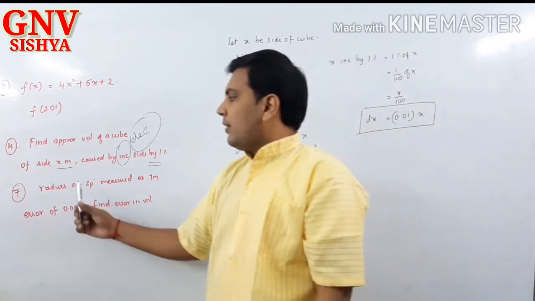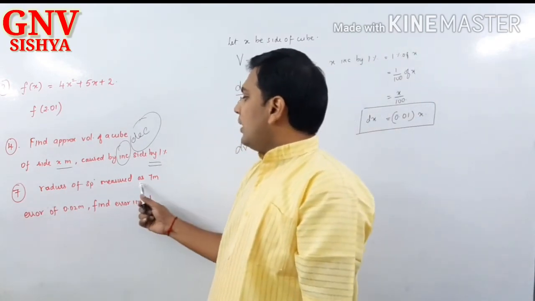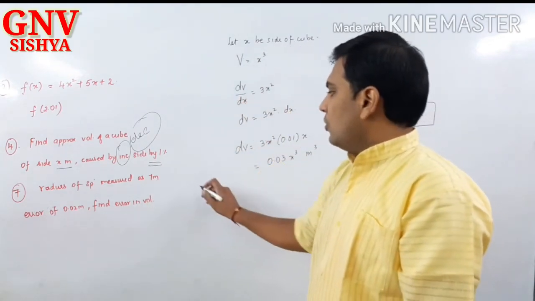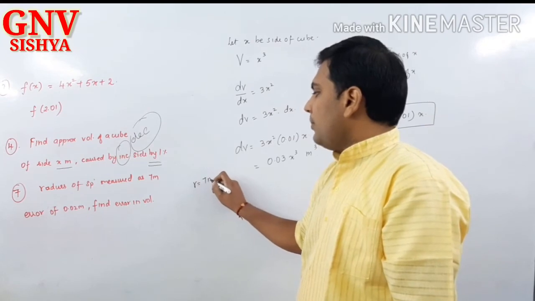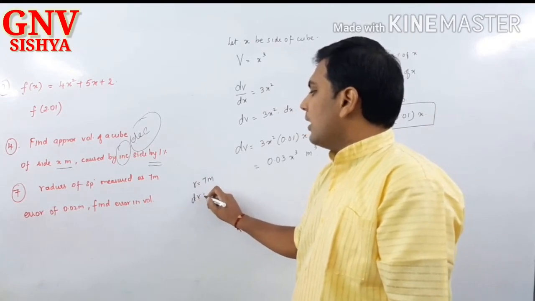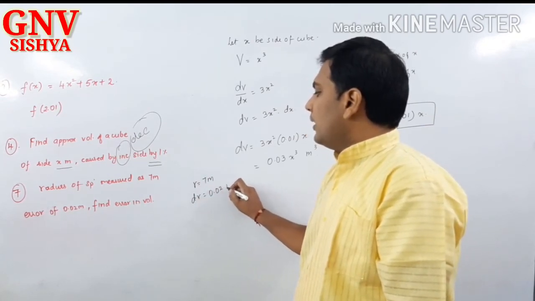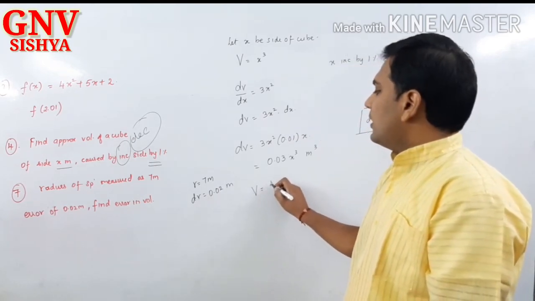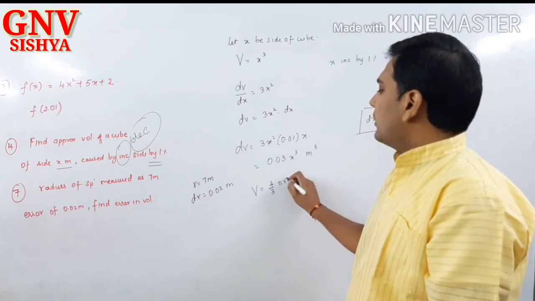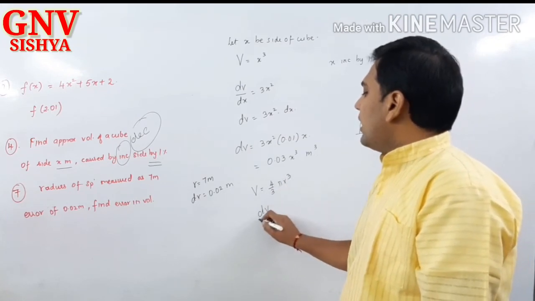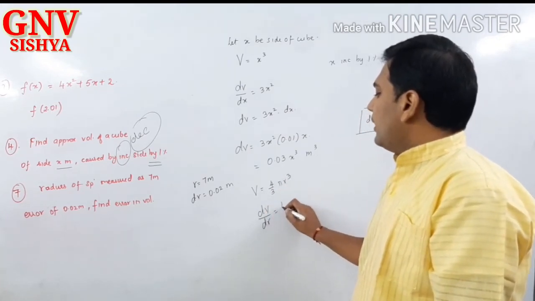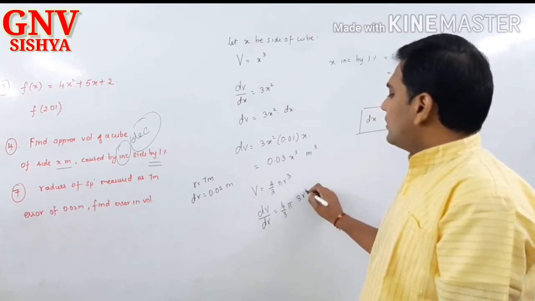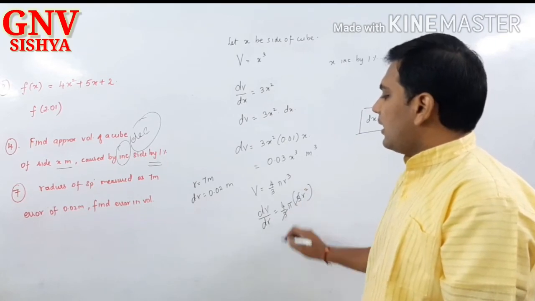Now, question number 7. Radius of the sphere is measured as 7 meter and there is an error of 0.02 meter. So r is equal to 7 meter. Error means dr, Kanna, 0.02 meter. Find the error in the volume. What is volume of a sphere? Just now I said 4 by 3 pi r cube. What is dv by dr? dv by dr will be equal to 4 by 3 pi. r cube differentiation is 3r square. Am I correct? 3 can I cancel?